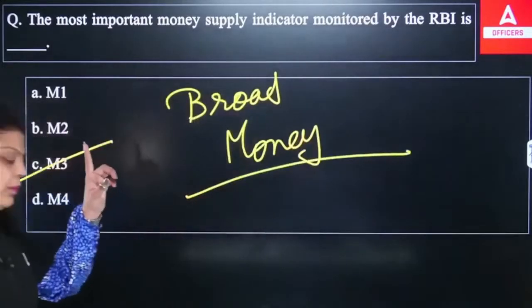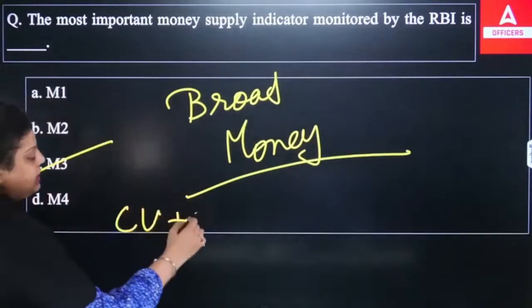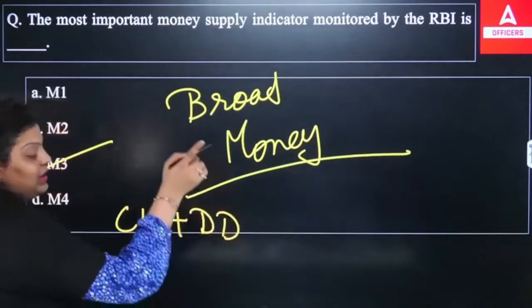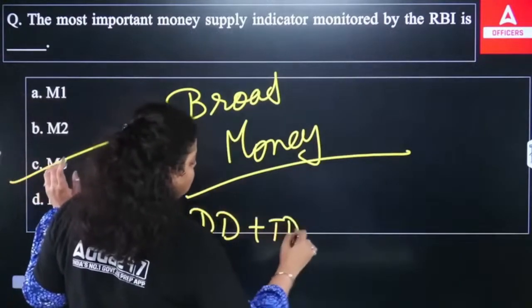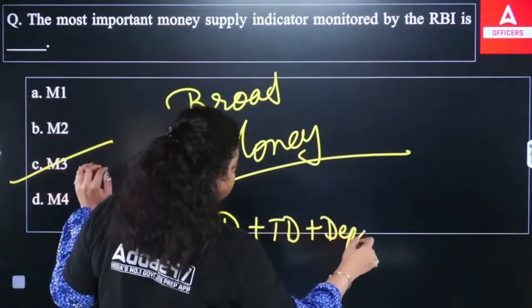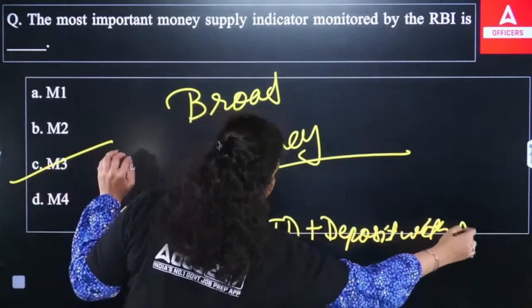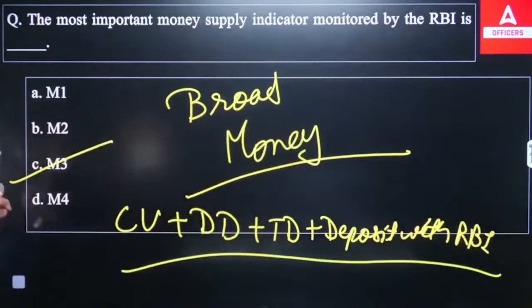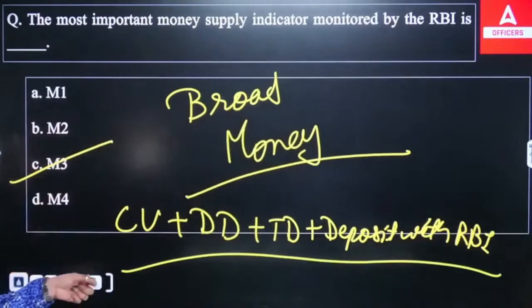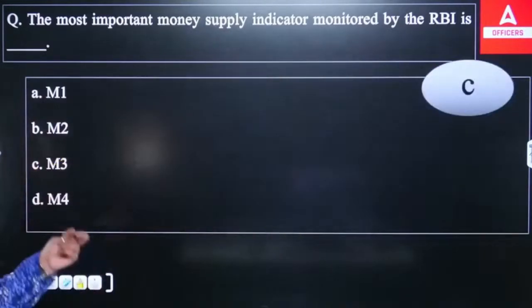Because it will cover currency, the money with the public, demand deposits, the money with commercial banks in the CASA, then the term deposit, then the deposit with RBI. Every type of money which is available in the economy will be calculated by M3, and that's why it is the important money supply indicator that RBI calculates. So the right answer will be your C. Next question.